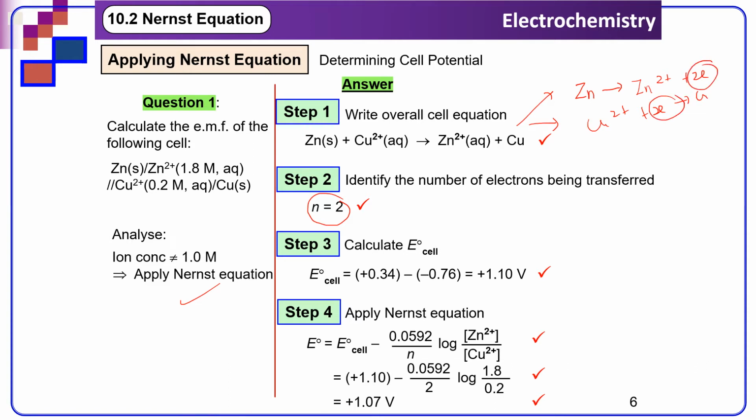Okay, next kita akan calculate E naught cell. E naught cell adalah E naught cathode minus E naught anode. So, kita akan dapat nilai ni. So, finally kita akan apply Nernst equation. So, make sure that you write the formula first. Okay, after you write the formula and then you substitute dia punya value dia. Dan finally, you akan dapat dia punya nilai E cell. So, positive 1.07 volt.